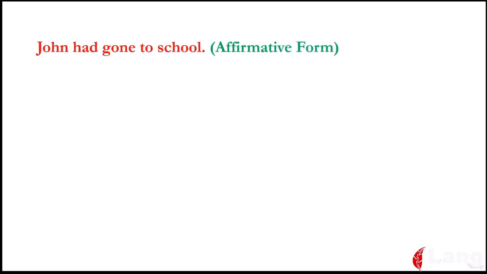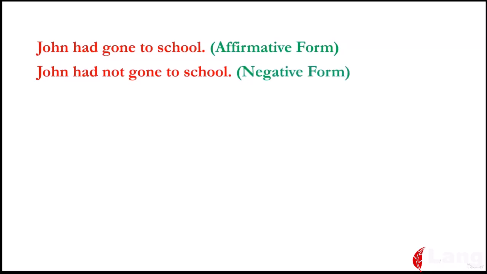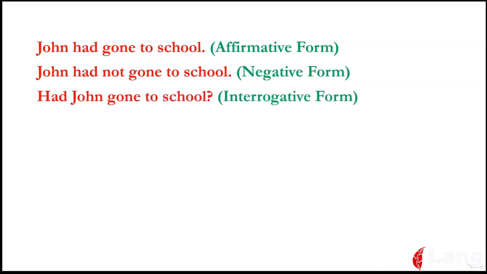Examples: John had gone to school. This is the affirmative form. The negative form is John had not gone to school. The interrogative form is had John gone to school?